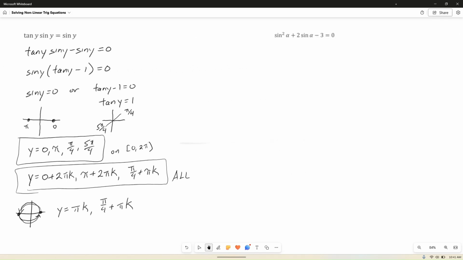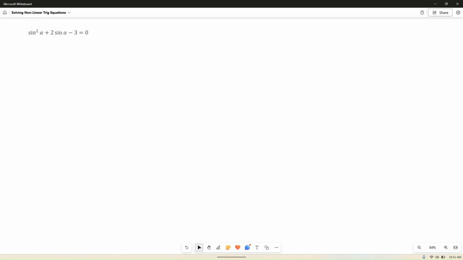All right, let's try one more here. So we have sine squared of alpha plus 2 sine alpha minus 3 is equal to 0. So this one, again, is a nonlinear equation using our trig functions, using sine. It's nonlinear because we have the sine squared.